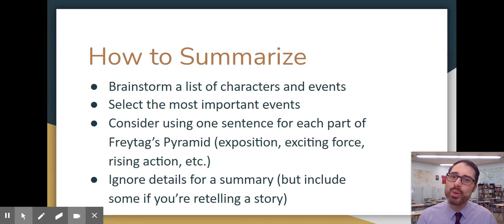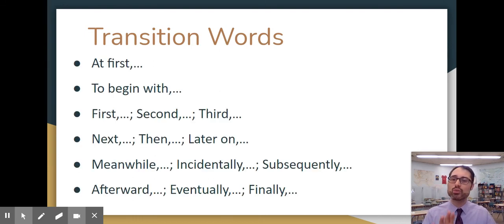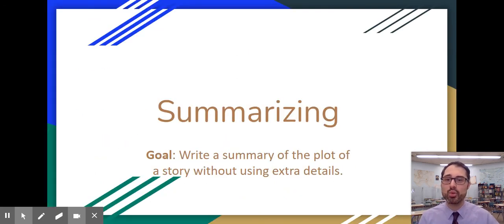Also, as you write, we can connect ideas using introductory clauses, which are a great option, but we can also use individual transition words. Refer to this as many times as you need to help get from one idea to the next. We don't need a transition word at the beginning of every sentence, but these are really good to fall back on. Now, take a look at whatever story you're looking at and write a summary of the plot of your story without using extra details.